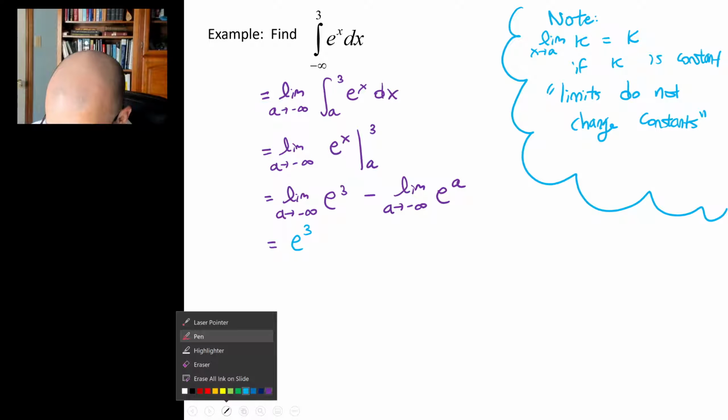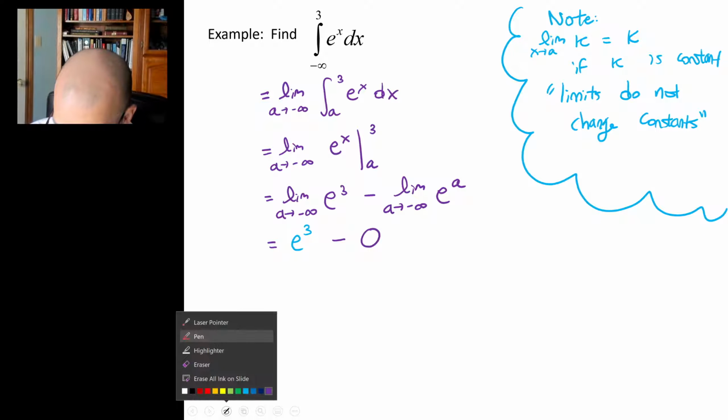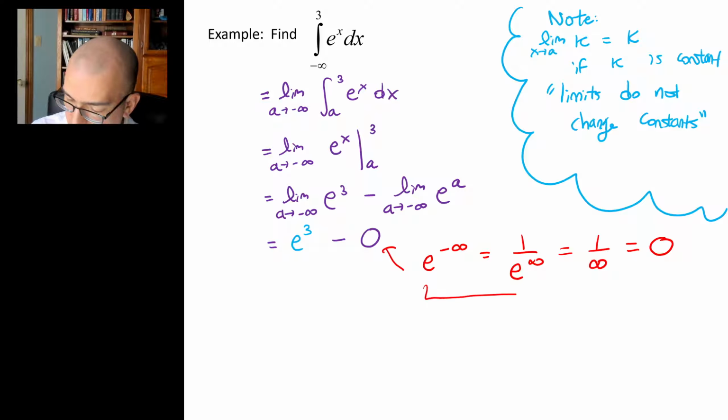And the second part, we have a 0. And the reason for that is that this is e to the negative infinity, which is 1 over e to the positive infinity, which is 1 over infinity, which is 0. But this should not be written.